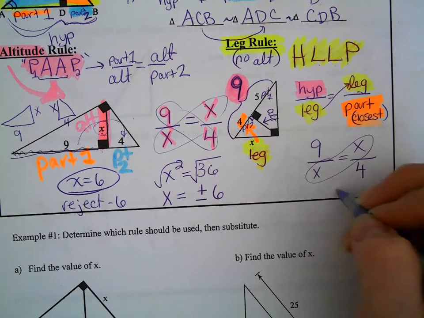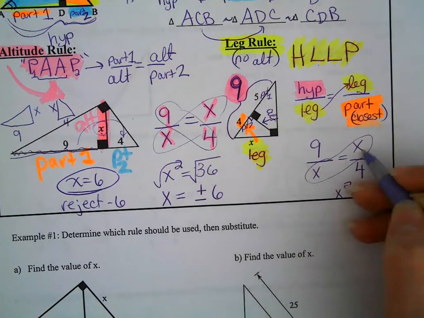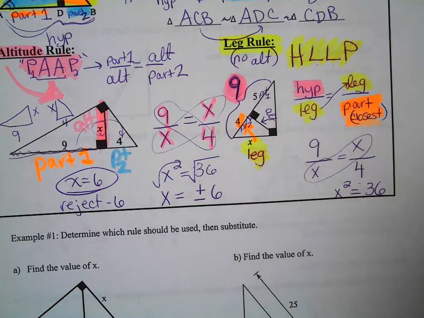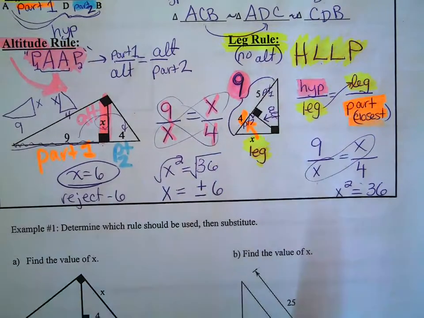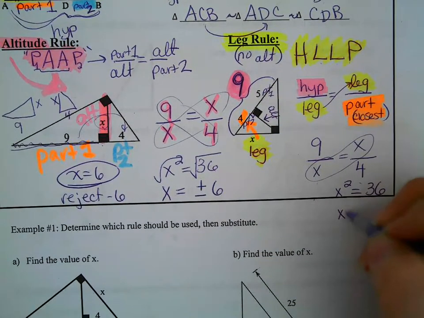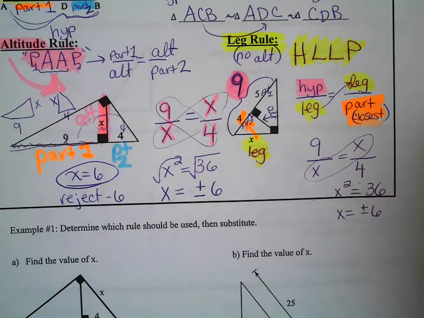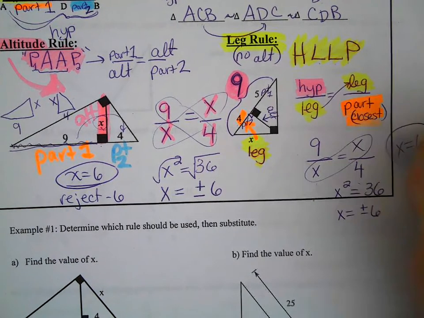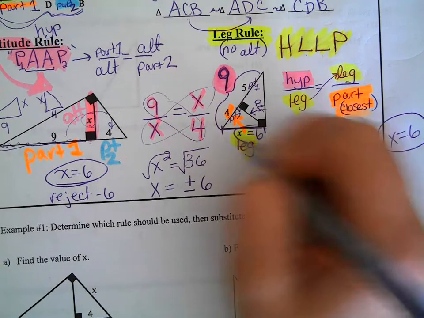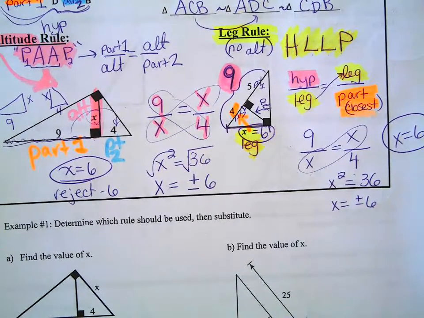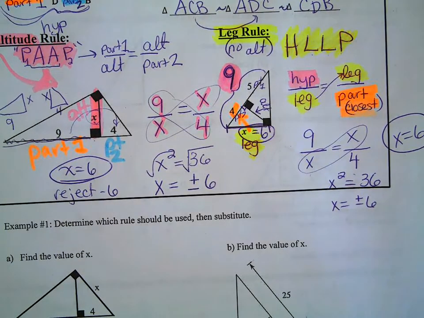So in this cross product, we get the same equation. X times X and 9 times 4 gives us 36. But those pieces of the puzzle were just in different locations. So in this case, again, X equals plus or minus 6. But our final answer is that this leg measurement from here to here is going to equal 6, because we keep the positive answer.